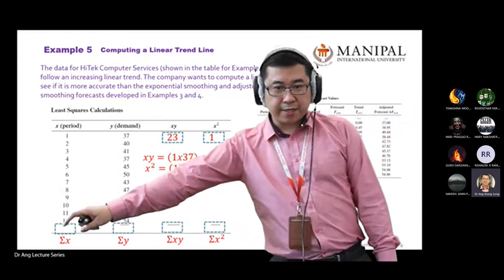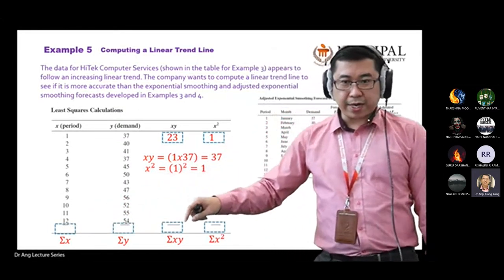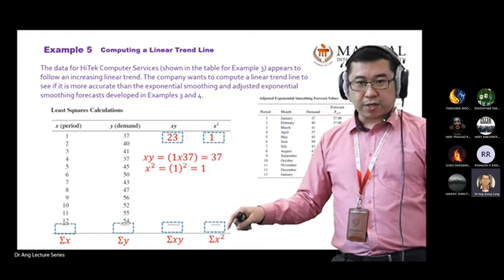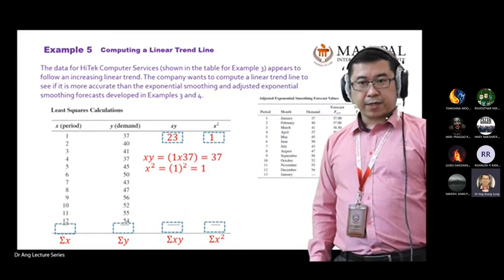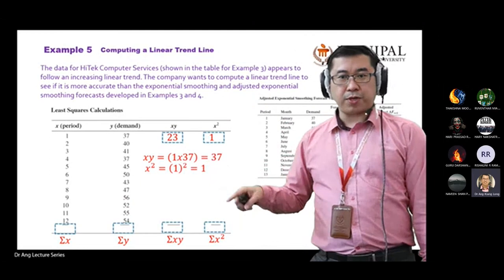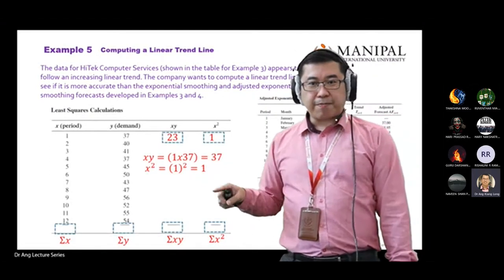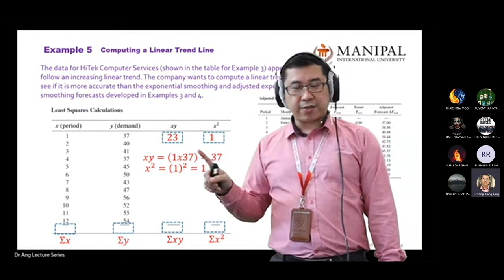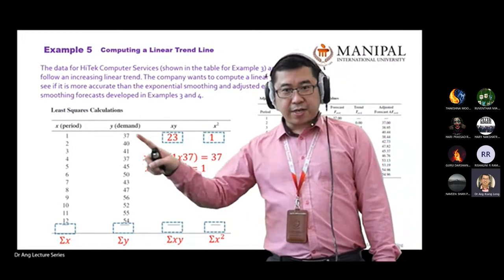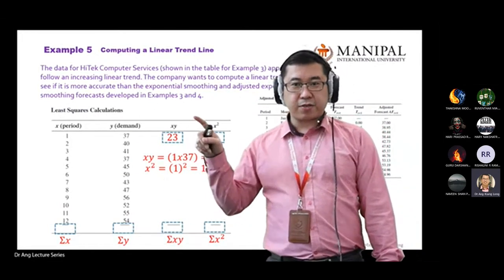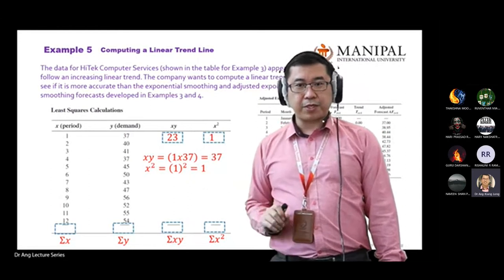Okay, you find sum of X, sum of Y, sum of XY, sum of X squared. This one I leave it as your homework. There's nothing very complex calculation here, just as long as you understand the reason I give you this table is we want to extract some information for calculation.